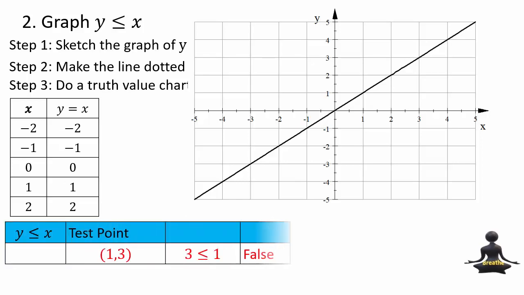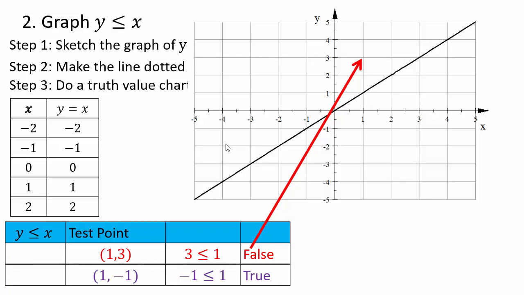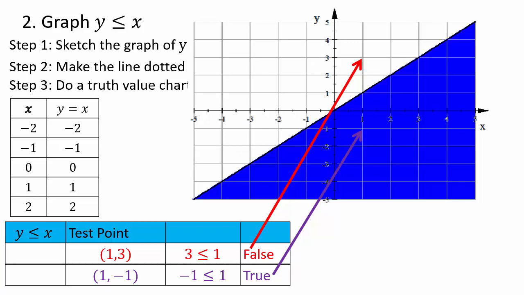So we will have to do test points. Let's do (1, 3). (1, 3) gives you a false statement, so all points above the line will not satisfy the inequality. All right, (1, -1) gives us a true statement, so that point is a part of our solution to the inequality. So all points underneath, shaded, will give us the solution.